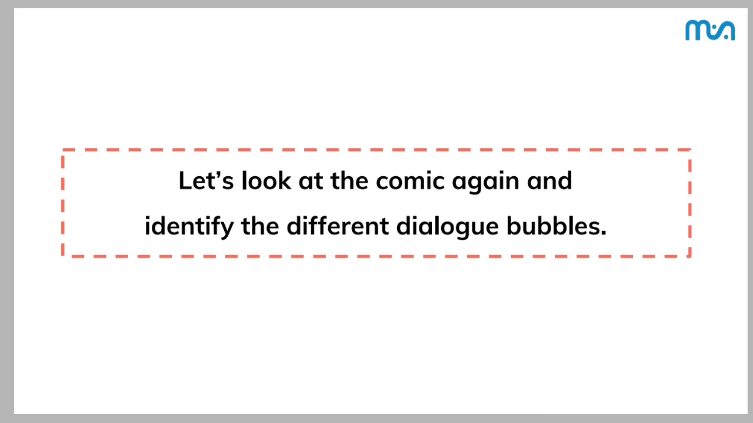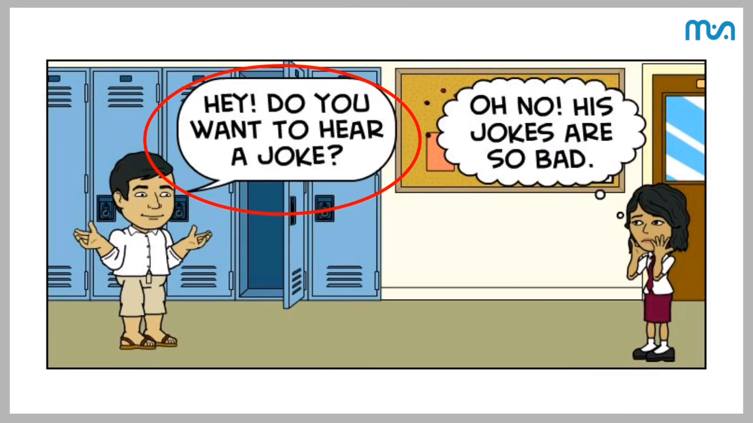So let's look at the comic again and identify the different dialogue bubbles. Let's analyze it. Okay, are you ready, children? Okay, here it comes. So in this comic, there are two kinds of bubbles. The first one, hey, do you want to hear a joke? What kind of bubble is it? Yes, you're right, it is a speech bubble.